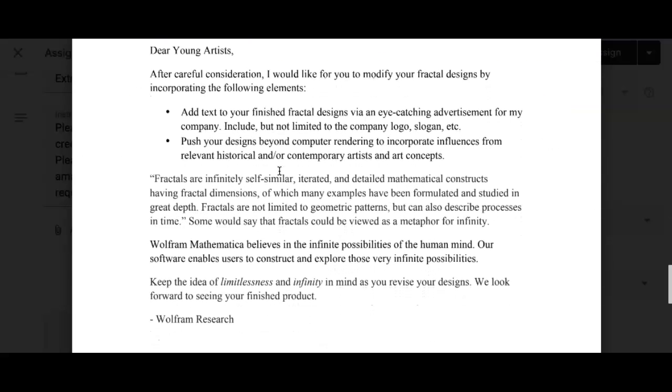And then Wolfram Research is asking you, it says it's really important. They are carefully considering their proposition to you, and they're saying that they would like for you to modify your fractal design so that it incorporates the following elements. You need to add text to your fractal design via an eye-catching advertisement for the company. That means include the company logo, include a slogan, etc.